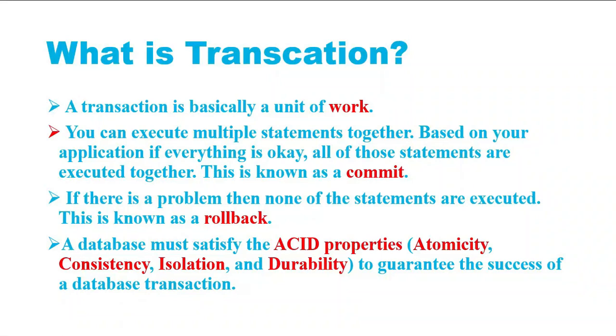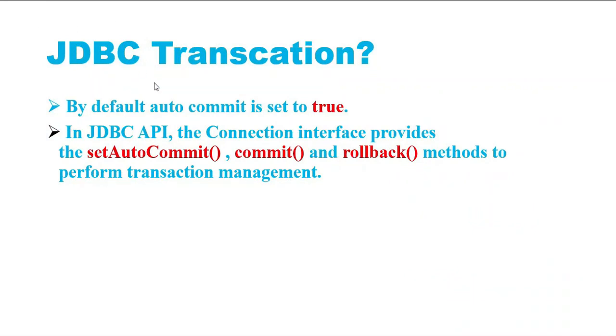So ACID properties are the standards which guarantee the success of a database transaction. All right, so ACID stands for atomicity, consistency, isolation, and durability. These factors are important in order to achieve a successful database transaction. If you want to learn more about ACID properties, you can Google it and read more about them.